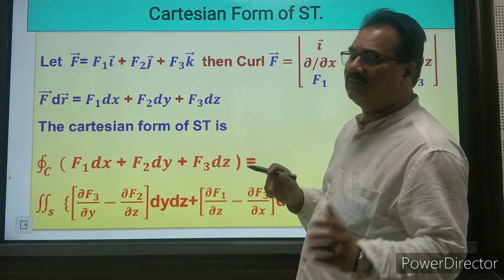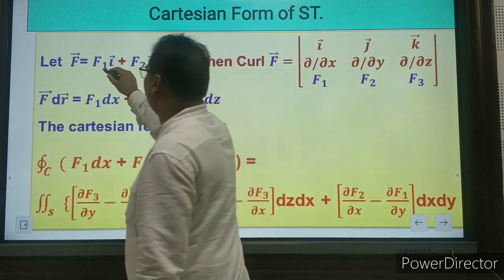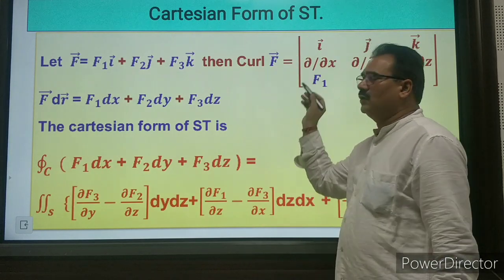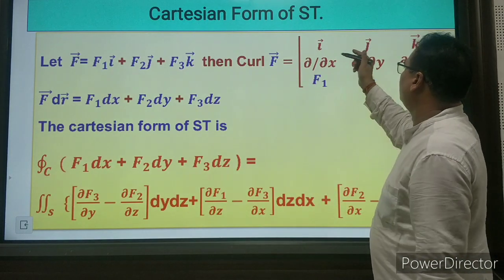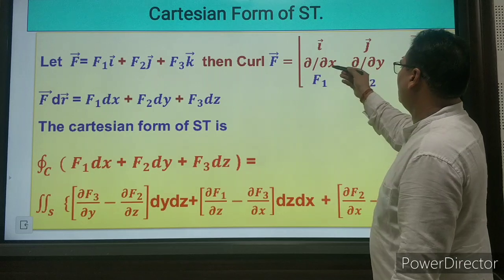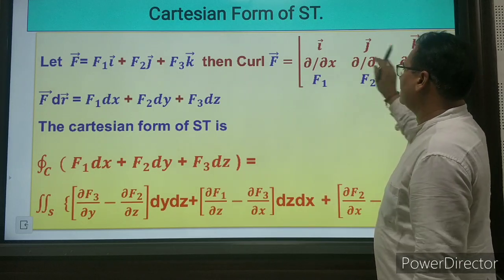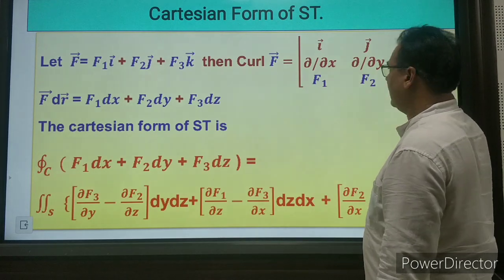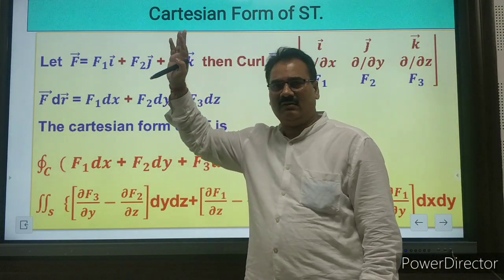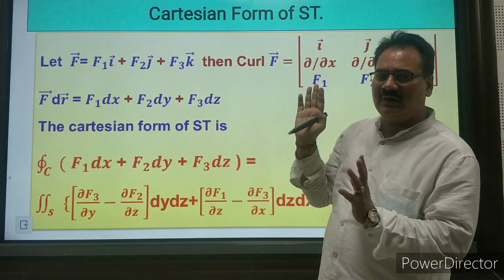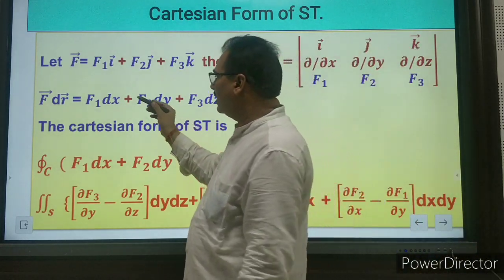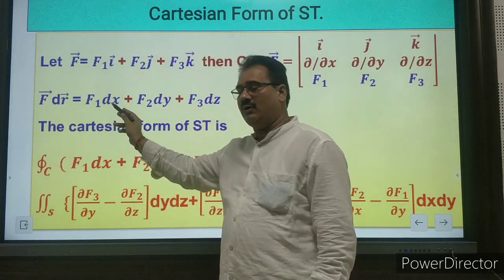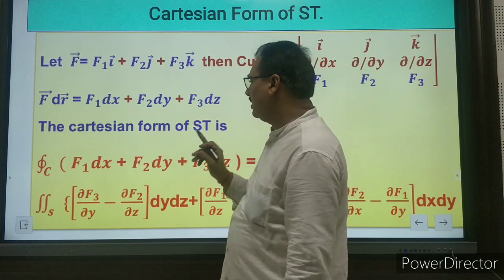As we discussed in Green's theorem also, let F equal F1 i plus F2 j plus F3 k. Then you know how to calculate the curl: the determinant with i, j, k, del over del x, del over del y, del over del z, and F1, F2, F3, which may be any functions of x, y, z. So if we take F dot dr, then you will get F1 dx plus F2 dy plus F3 dz.